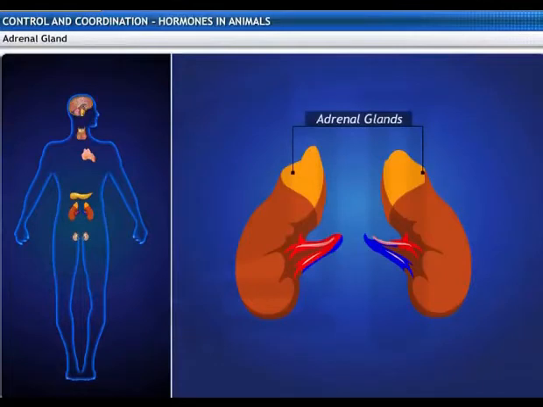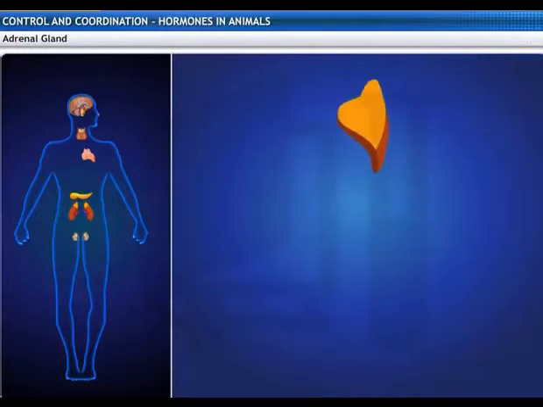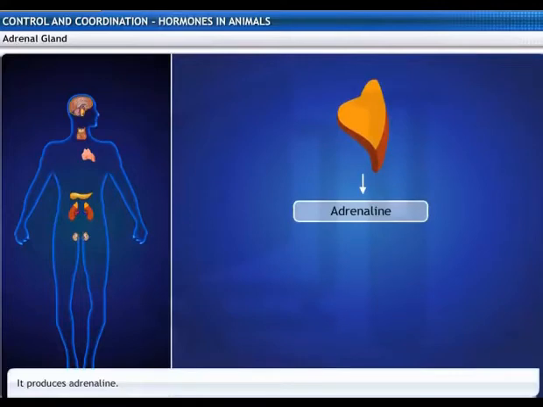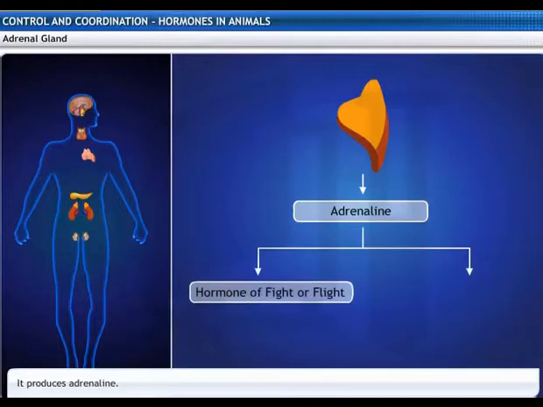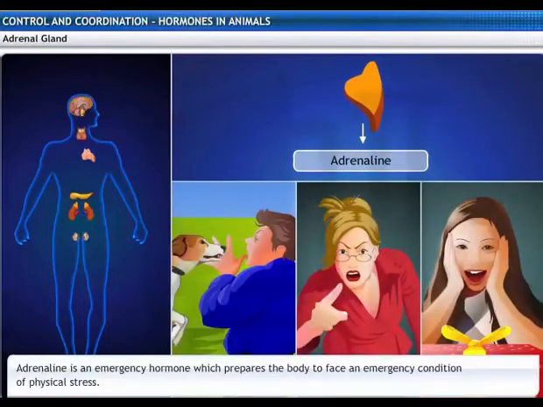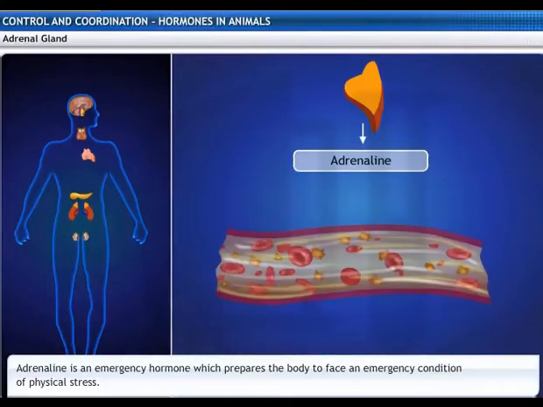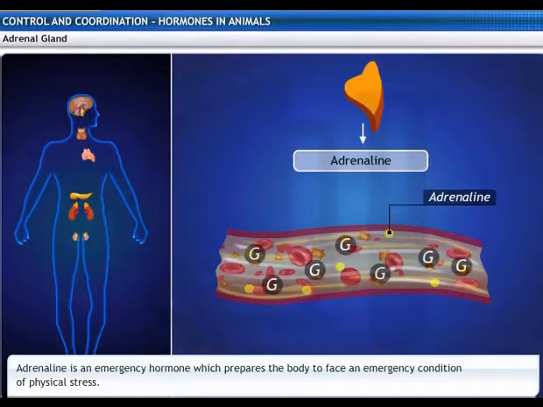The adrenal gland is located above the kidney, hence the name suprarenal glands. It secretes a hormone called adrenaline. This hormone is also called the hormone of fight or flight, or the emergency hormone. It prepares the body to face an emergency condition of physical stress like danger, anger, and excitement. It is usually secreted in small amounts, but is secreted in large amounts when a person is under physical stress. It enables a greater supply of glucose into the blood to give us a lot of energy in a short span to either fight or flee from the stressful situation.